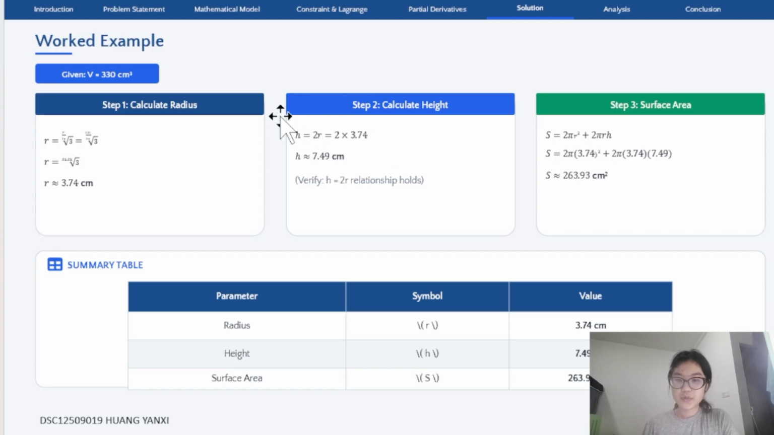Okay, to verify our model, we use a beverage can with a volume of 330 cubic centimeters. Substituting this volume into our equations, we obtained an optimal radius of 3.74 centimeters, an optimal height of 7.49 centimeters. The minimum surface area is 263.93 square centimeters. This example shows that our mathematical model can be applied to real engineering problems. Now we'll hand over to my teammate for the result analysis.